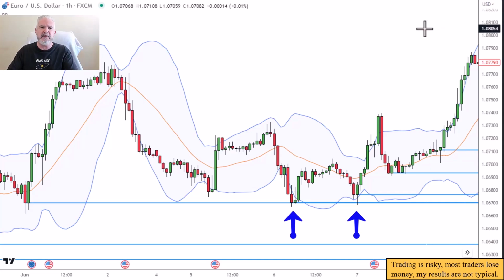These are the primary tools that you want to use in Forex. Now, you can use other things. Notice I don't have any indicators on here. If you want to use indicators, that's fine. But these are the most important things.